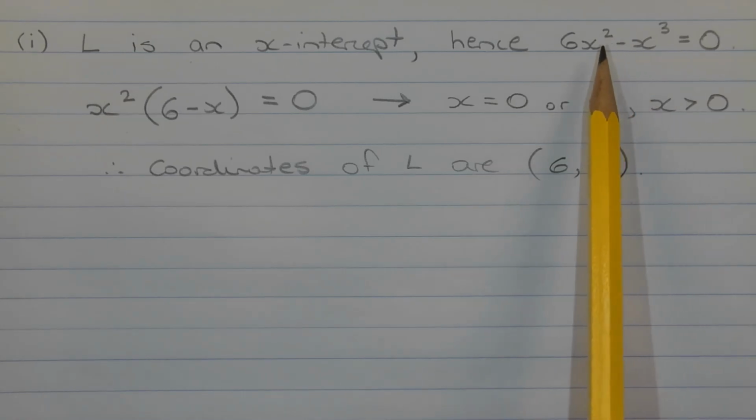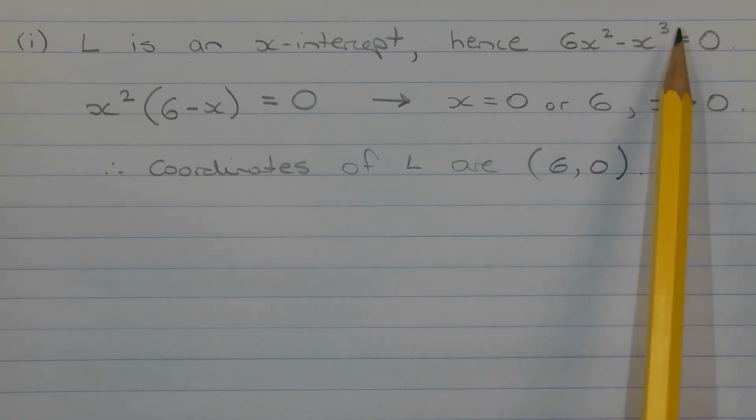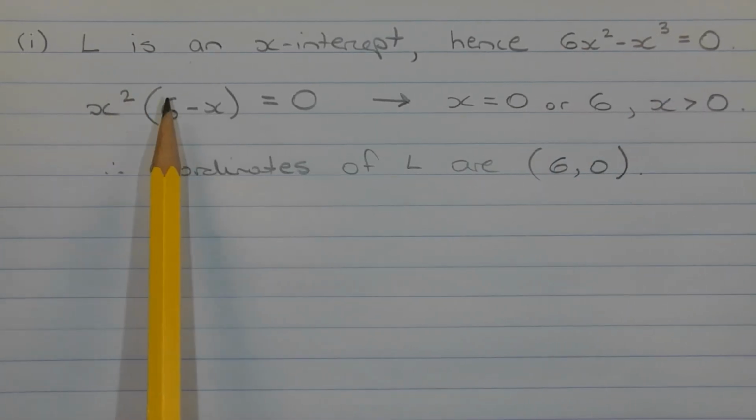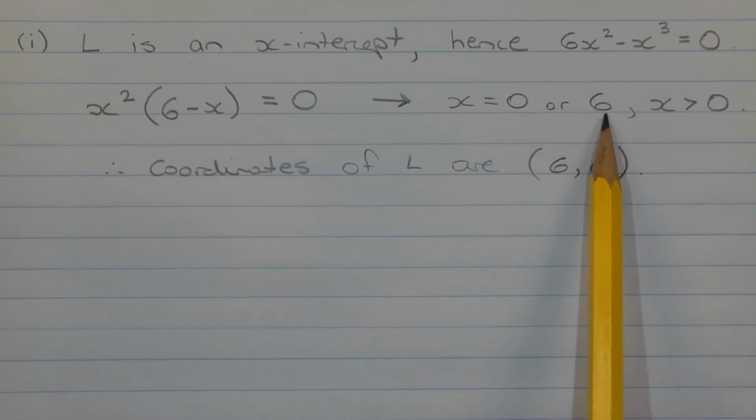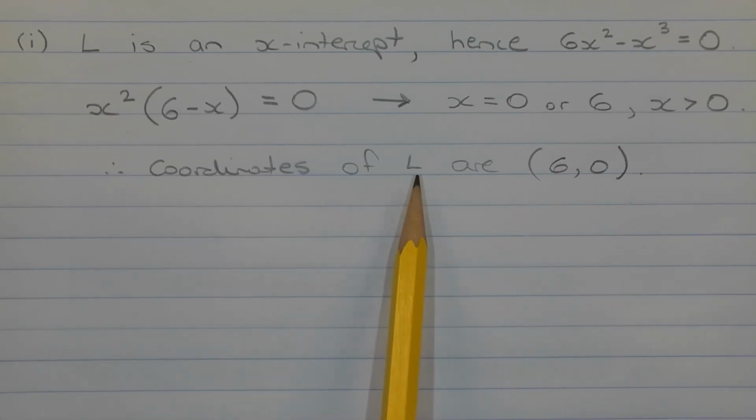Now factorising out x squared on the left-hand side of this equation, we get x squared outside of 6 minus x in brackets, and that equals 0. So by the null factor theorem, we have x is equal to 0 or 6. But x must be positive because point L is to the right of the origin, as I stated earlier. Therefore, the coordinates of point L are (6, 0).